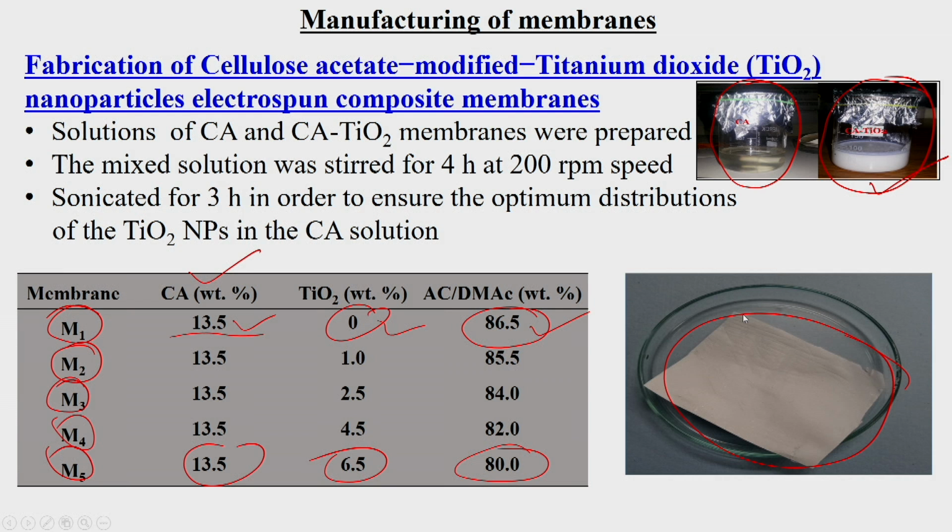So, if the concentration of cellulose acetate is fixed, and the concentration or dose of the titanium dioxide is changed, as well as the solvent and co-solvent being altered, then the property of the membrane will also be varied. Okay, so depending on a particular application, the membrane will be fabricated.